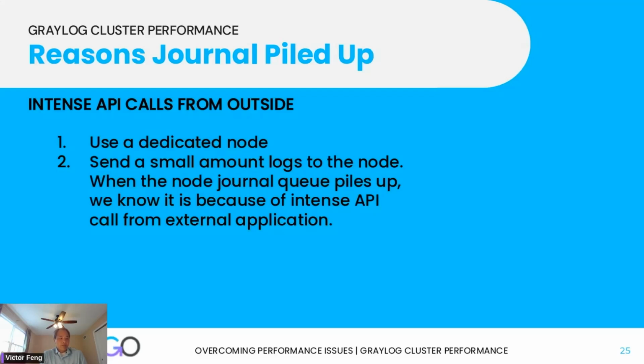It took a while, especially since it's just me, to convince our programmer to adjust the API calls. From then on, I put a little bit of logs into this Graylog node. In future, whenever the journal queue in this node got a pileup, I knew right away that the problem was from Firefly.